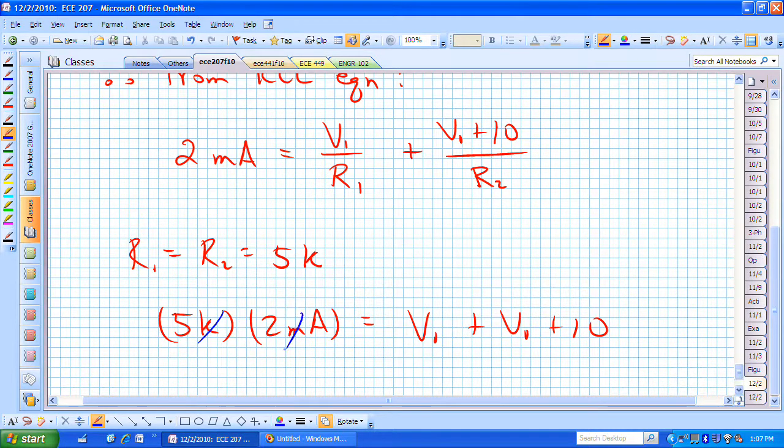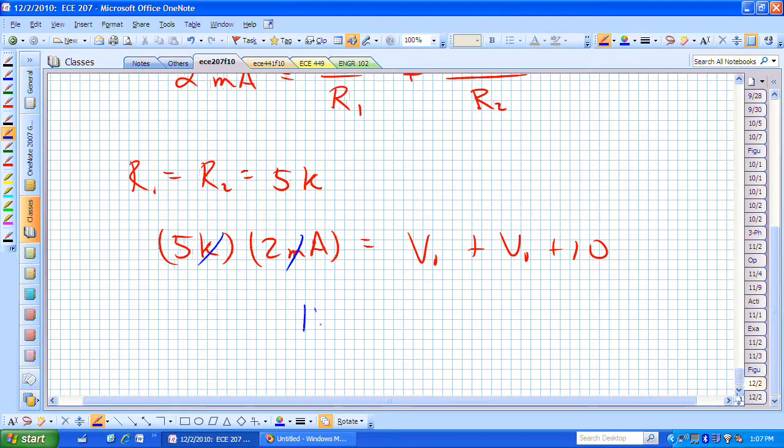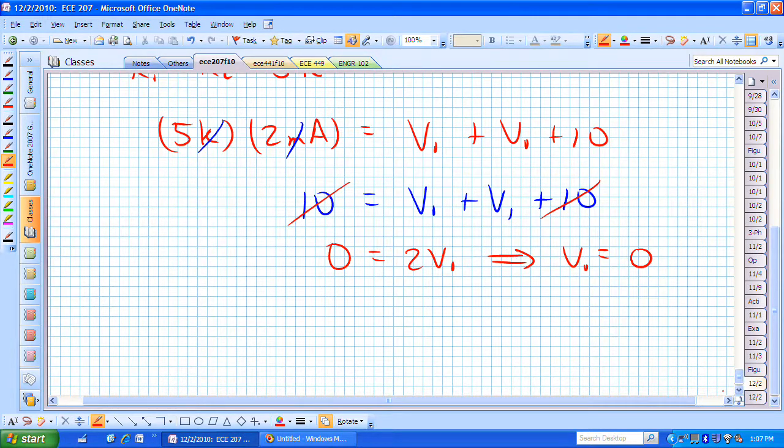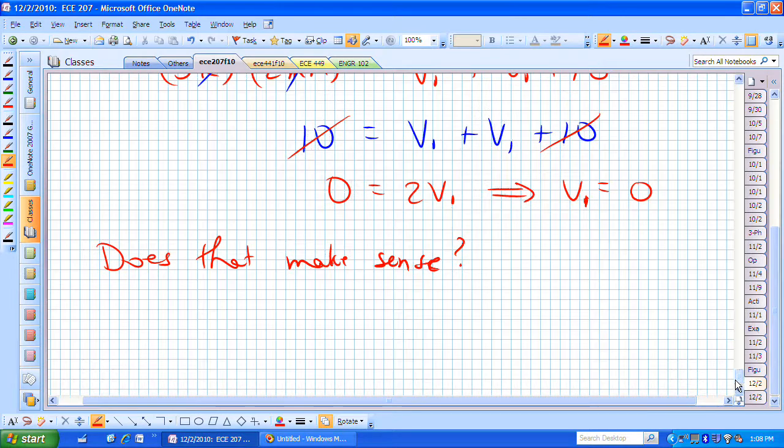The K and the milli cancel, and I'm then left with 10 is equal to V1 plus V1 plus 10. The 10s cancel, and now I have 0 is equal to 2V1. What's going on here? V1 is equal to 0. Does that make sense? Do you now start going back and trying to rework the problem? Well, let's just hold on. Let's try to figure out if that's actually okay.